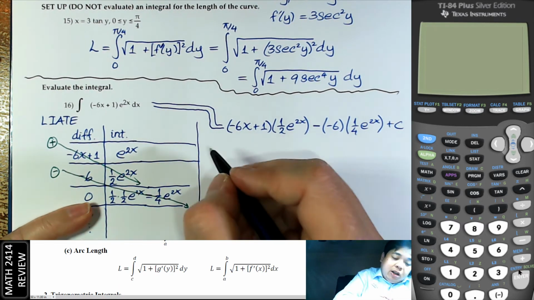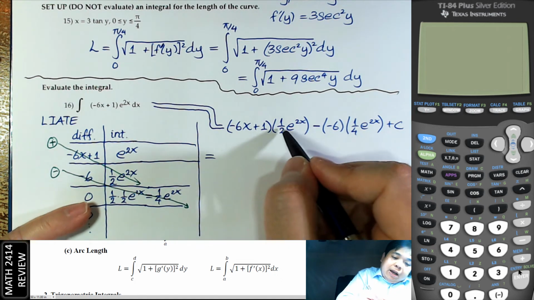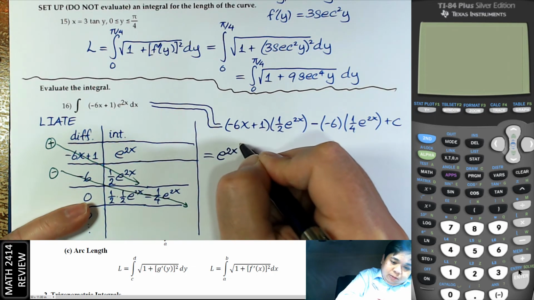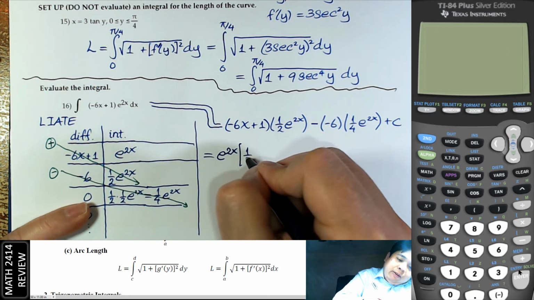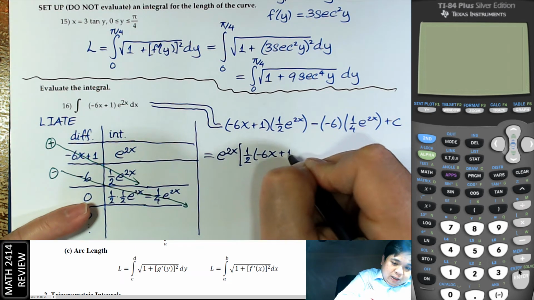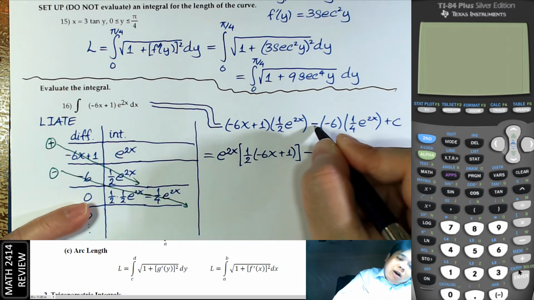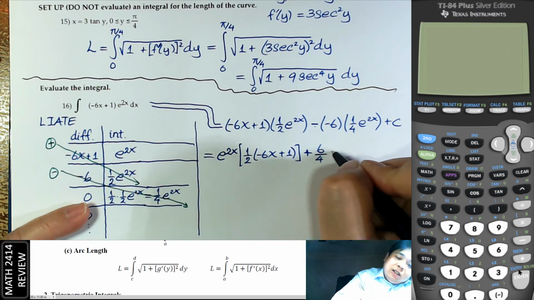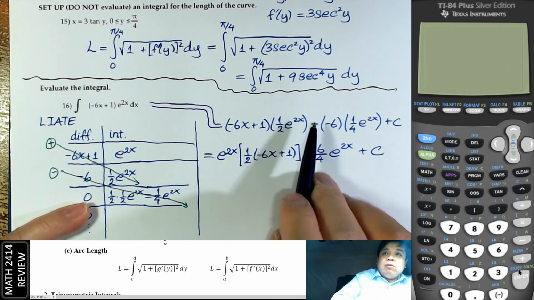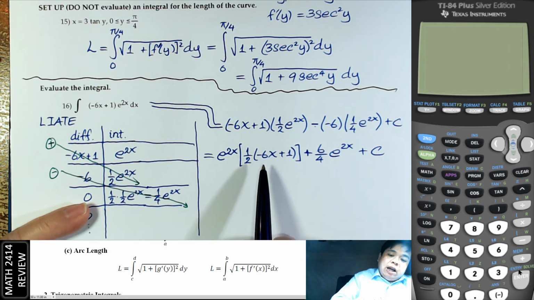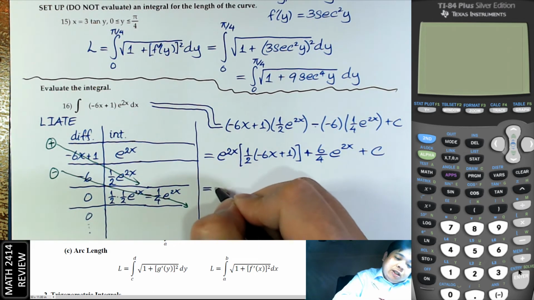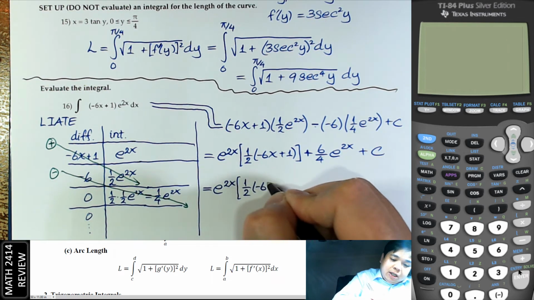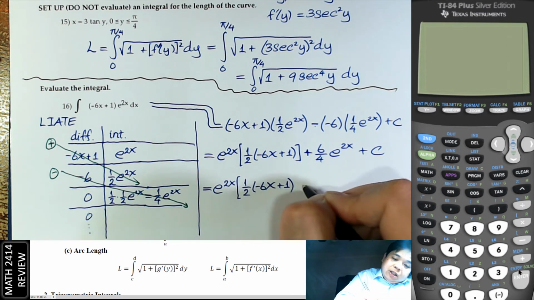The rest is just simplifying it. I'm just going to factor out e to the 2x. Then we have 1/2 times negative 6x plus 1. And then minus negative, that's a plus 6/4. We can simplify that later. e to the 2x. Right? That's 6 divided by 4. Right, now we can factor out e to the 2x. And then we have 1/2 times negative 6x plus 1. 6/4 is 3/2.